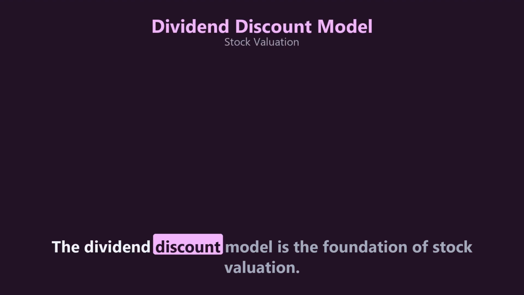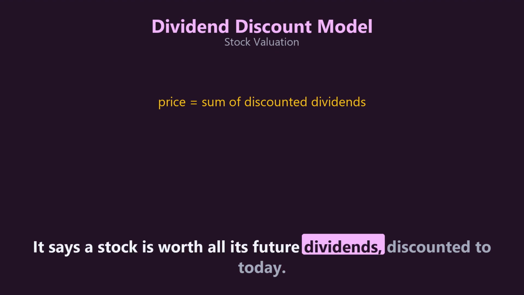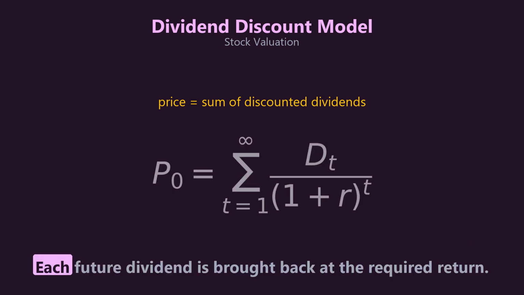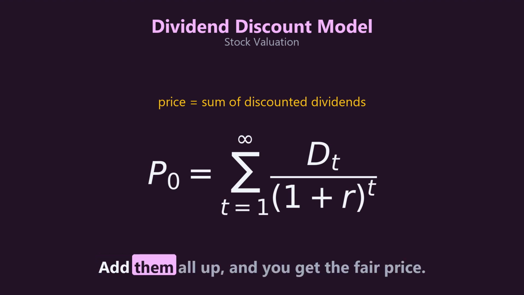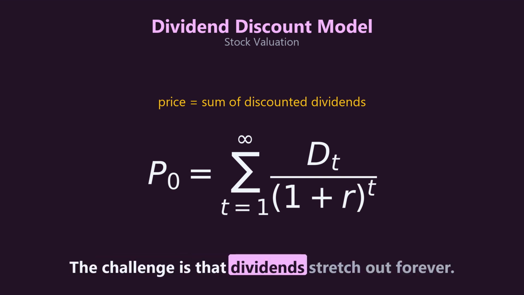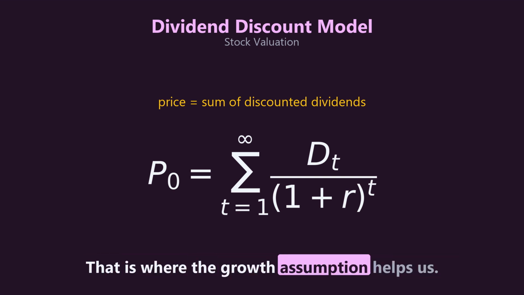The dividend discount model is the foundation of stock valuation. It says a stock is worth all its future dividends, discounted to today. Each future dividend is brought back at the required return. Add them all up, and you get the fair price. The challenge is that dividends stretch out forever. That is where the growth assumption helps us.